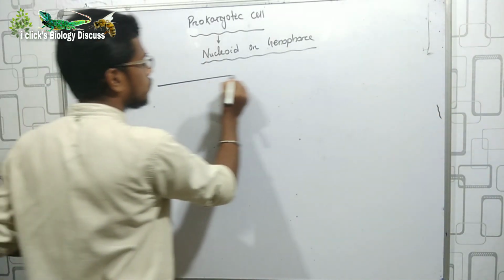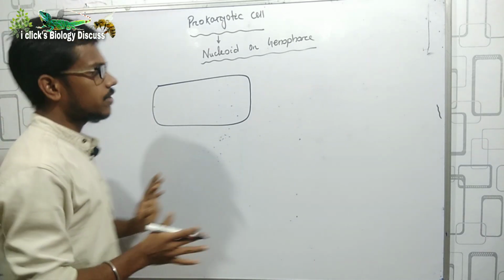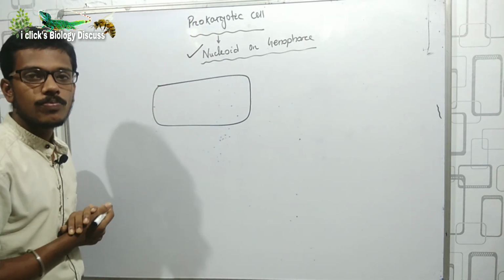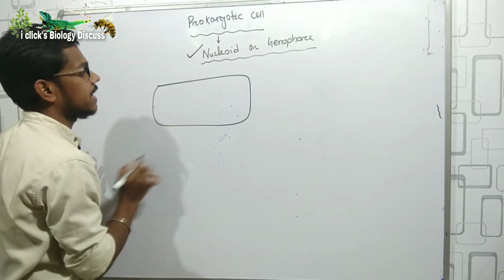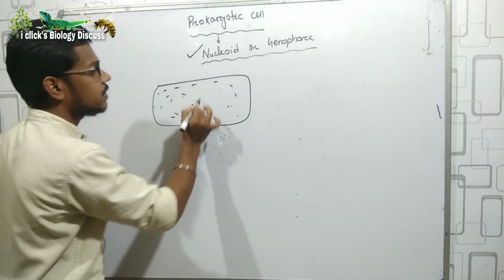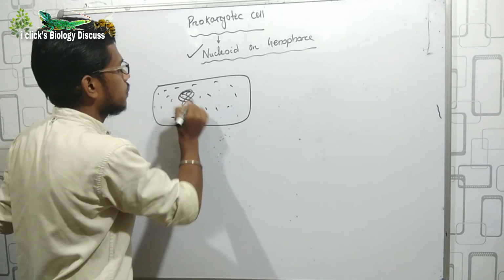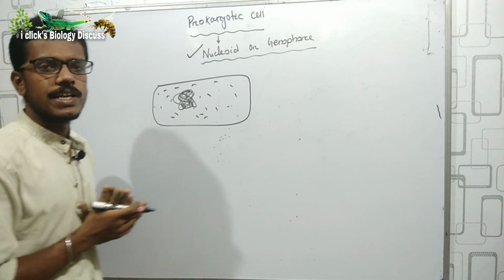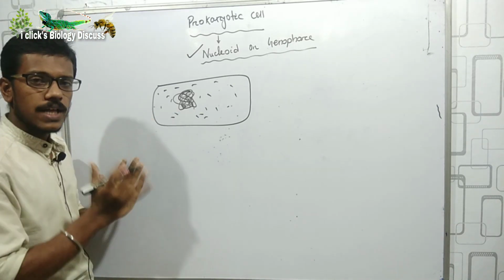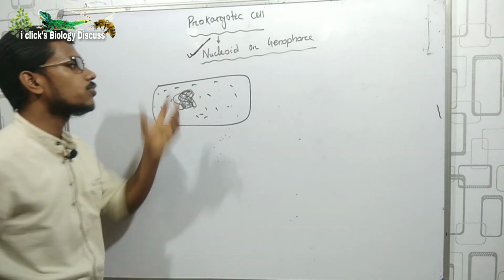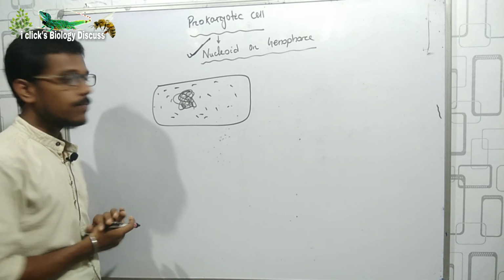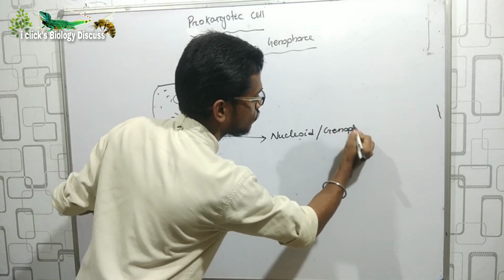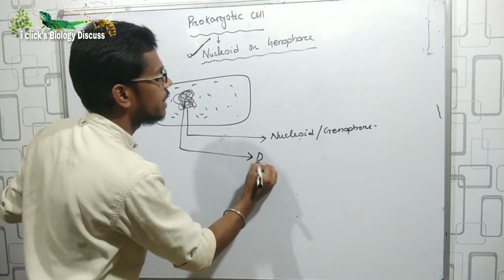Suppose this is a prokaryotic cell. I am not concerned about the different parts of the prokaryotic cell, let's just see what the nucleoid or genophore is. This is the cytoplasm. In the cytoplasm, there is presence of a double-stranded simple DNA. The area where this DNA is present is called the nucleoid, or we may call this the genophore.